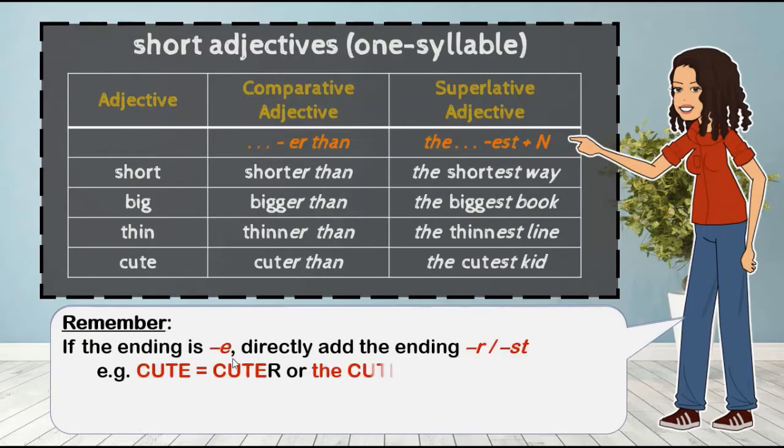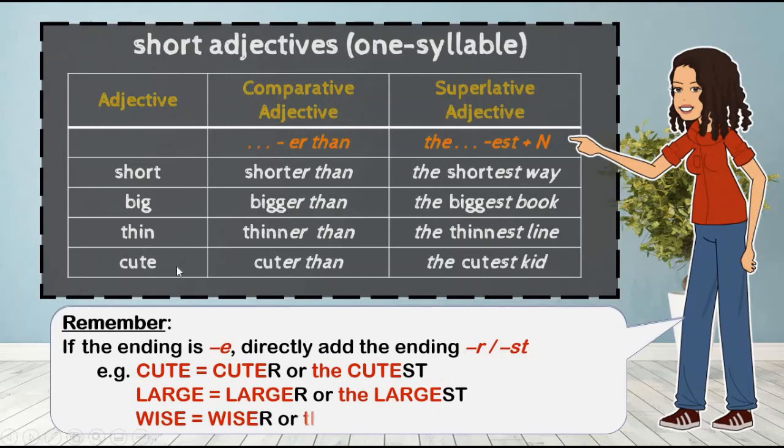If the ending is E, like the last example here, then you have to add directly with R or ST. So you only have one E. Cute becomes cuter, cutest. Okay, large, larger or the largest. Wise becomes wiser or the wisest.